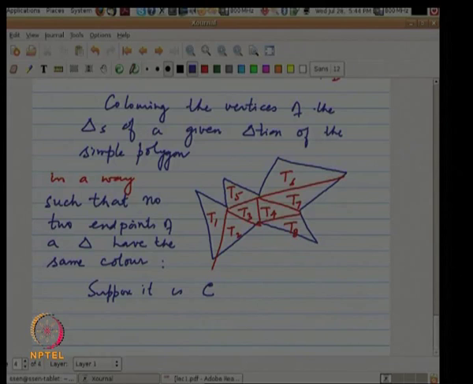All right. So, if this number is C, then what can we do? We know that any given triangle must use at least 3 colors, because if you want to color a single triangle, the simple case, I need at least 3 colors, 1, 2, 3, because the 2 endpoints of all these edges should have distinct colors, right.